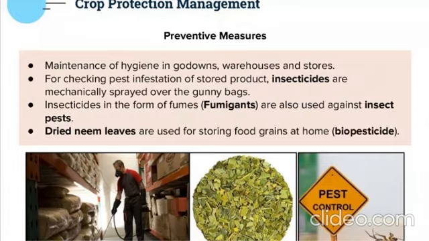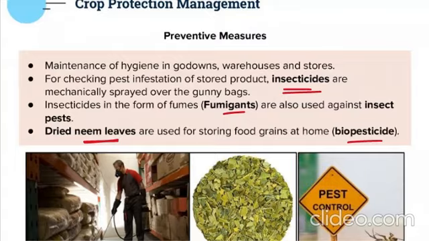What measures can we take for this? In godowns, warehouses, and everything, there should be proper maintenance of hygiene. We should spray insecticides, so that if there are any insects, they may die before the storage. Next, insecticides in the form of fumes, that are fumigants, should also be used. Then you can even use a biopesticide, that is dried neem leaves, so that these microorganisms won't harm. So it's a biopesticide, it won't harm the environment as well.